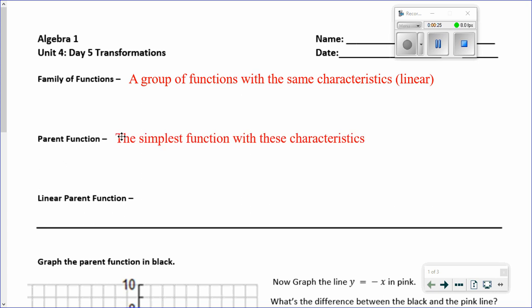A parent function is the simplest function with these characteristics. So for example, the linear parent function is an x and a y. Those are the only two requirements that you need for a linear equation. You need to have the x, you need to have the y. Sometimes you have a b, sometimes you don't. It's not written in. Sometimes you have a slope written in, sometimes you don't. It's not a requirement because when those numbers are missing, we know what they are. They're those invisible numbers. Okay? But you have to have the letter y and the letter x in there.